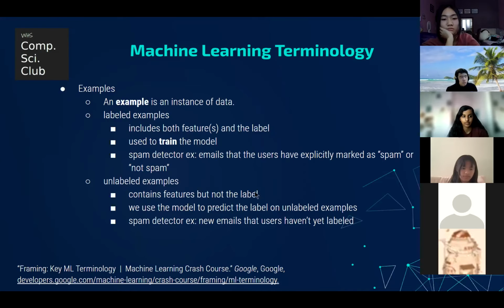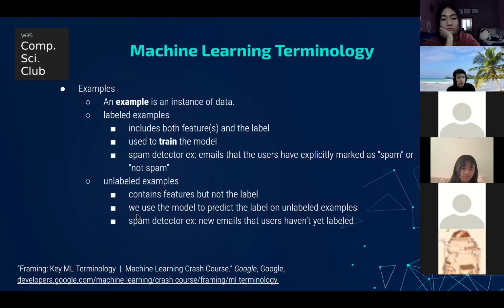And then unlabeled examples are kind of self-explanatory. It's features without the label. Those would be newer emails that the user has not marked yet. If a new email pops into my inbox, and I haven't had the chance to look at it or mark it as spam or not spam, that would be an unlabeled example. And we want our machine learning model, our computer, to predict the label on these unlabeled examples. And that's the ultimate goal for machine learning.